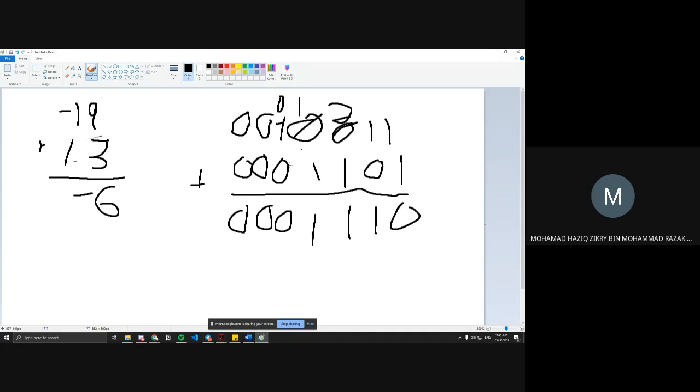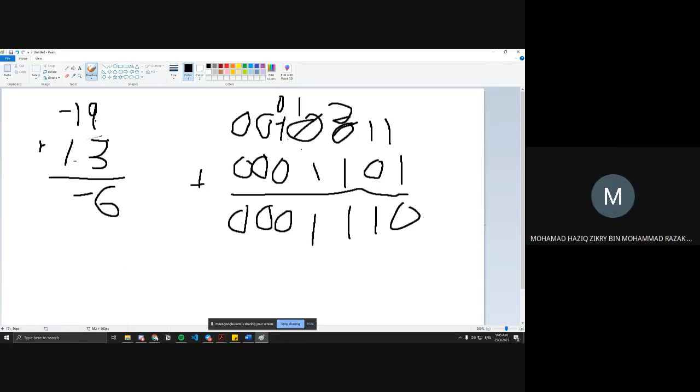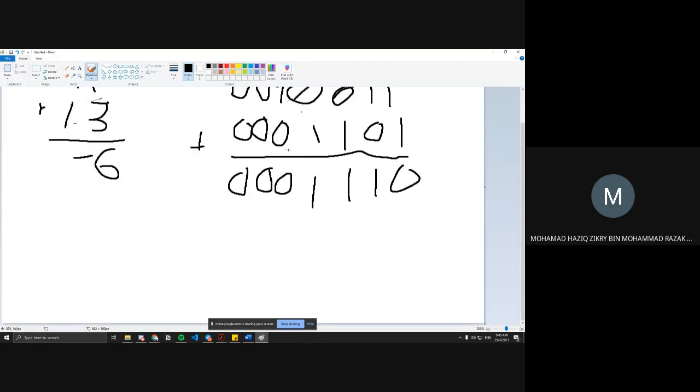Wait, is this correct? Nice. 1 0. Because the first number is negative, the sign bit is 1. The second number is positive, so the sign bit is 0. You need to explain to us. You are the teacher now. 1 0 1 0 1 0 1. So because I subtract that. Okay, so 0 will be the same as the sign of two negative. 0.